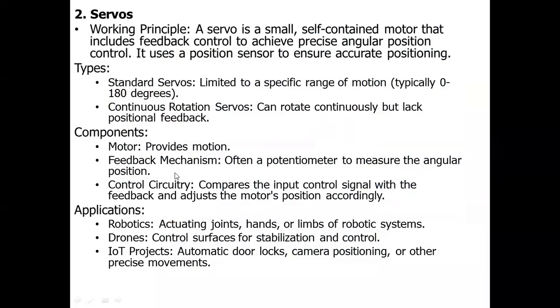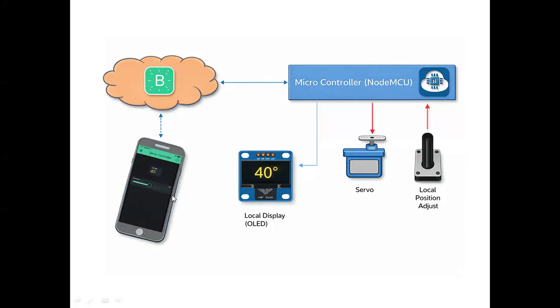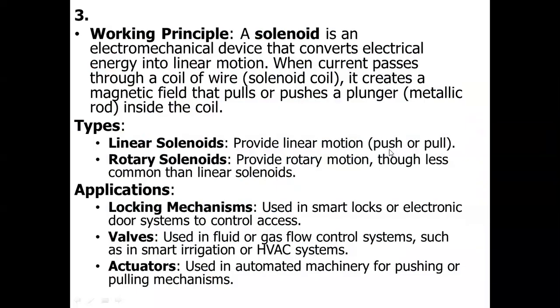What are the components in servos? It has a motor which provides motion, a feedback mechanism and control circuitry. This is how we are going to control the servos. Based upon the input from the IoT controller, we are going to change the direction. The third one is the solenoid. Solenoids are electromechanical devices which convert electrical energy into linear motion.